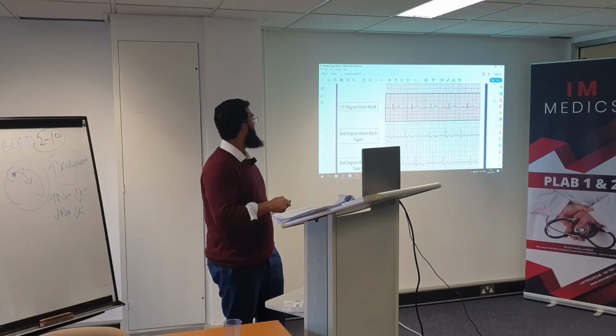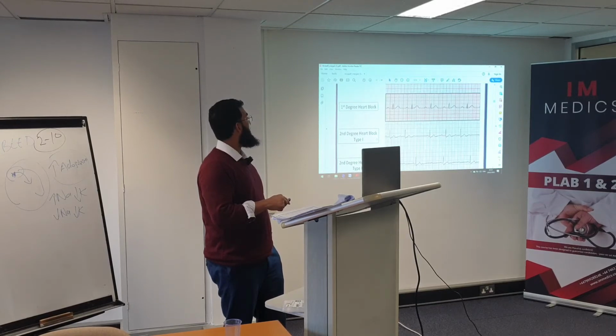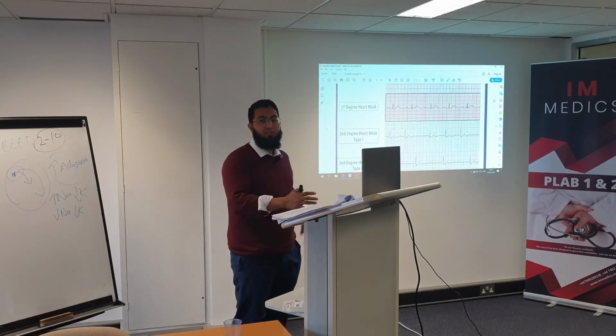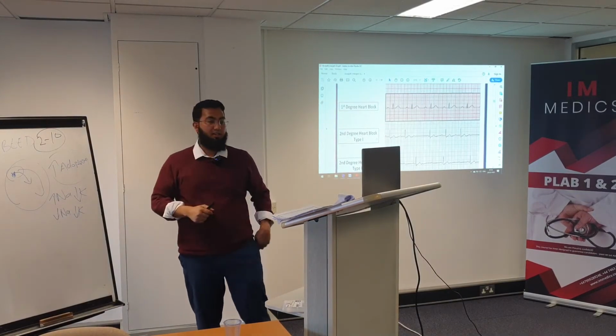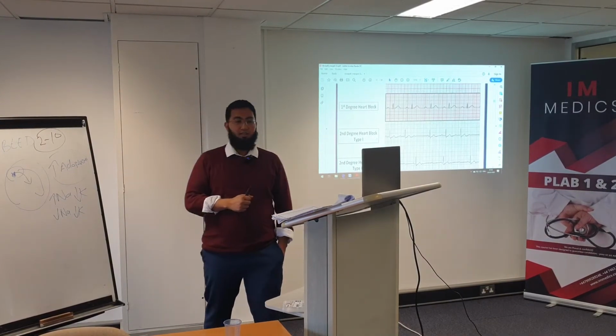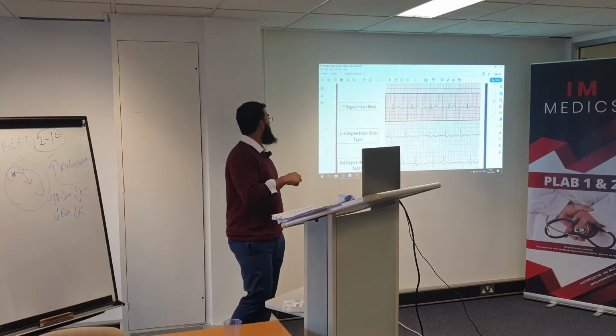Then here P wave, but there's no QRS. Then you have P wave, QRS. P wave slightly longer here, QRS. P wave even longer here. P wave, no QRS. So second degree, it gets longer and longer, then drops a beat. It's also called Wenckebach. Yeah. Second degree, type 1.